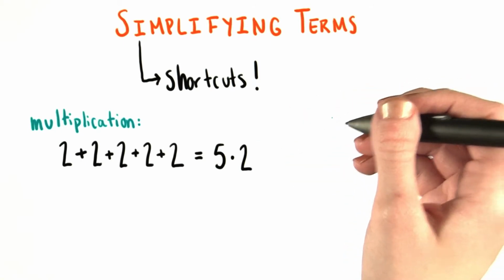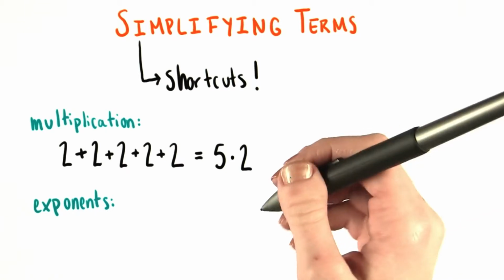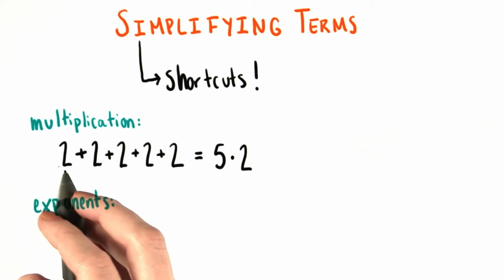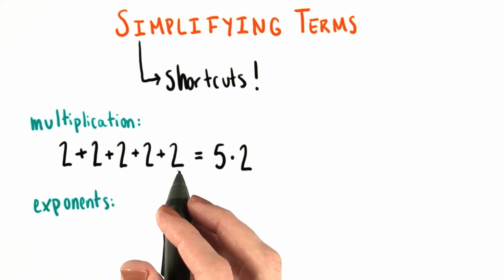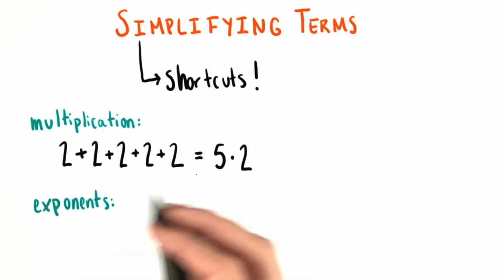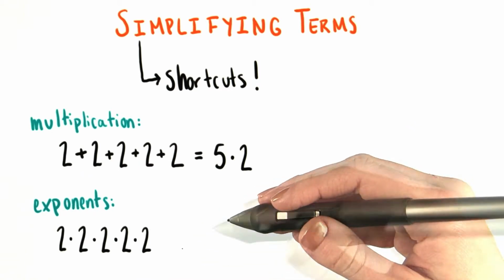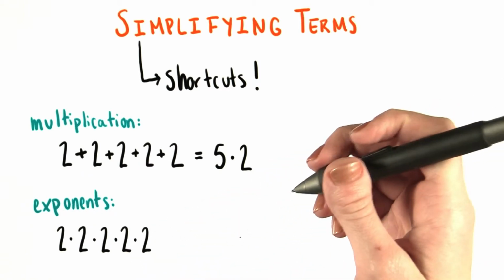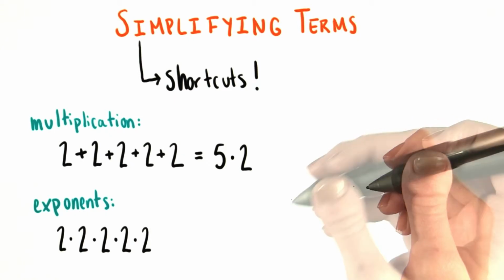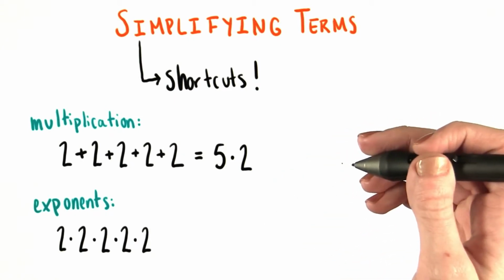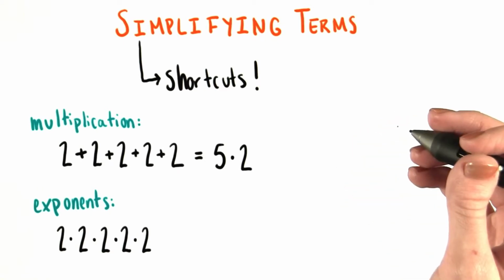In the same way, we can use exponents to indicate repeated multiplication of the same number. So let's say that instead of having 2 plus 2 plus 2 plus 2 plus 2, we have 5 2's multiplied together. In this case, we can use another kind of shortcut. We can rewrite this using an exponent, just like we talked about in the last quiz. You may have already had a lot of practice with exponents in previous courses, but just in case you've forgotten exactly how they work, we're going to talk about that right now.